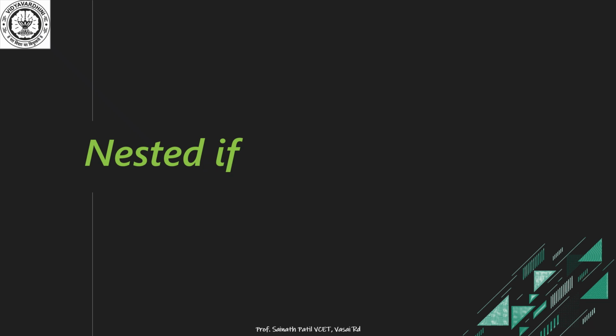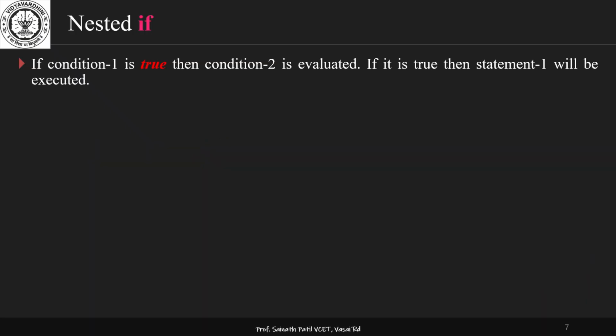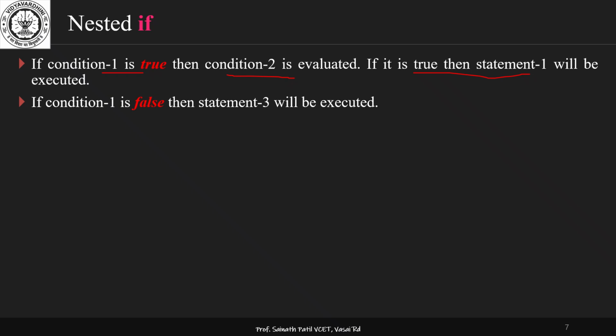Next, we will see nested if. In nested if, if condition 1 is true, then inside that another condition is checked, condition 2 is evaluated. If condition 2 is true, then statement 1, which is written under condition 2, will be executed. If condition 1 itself is false, then statement 3 will be executed.